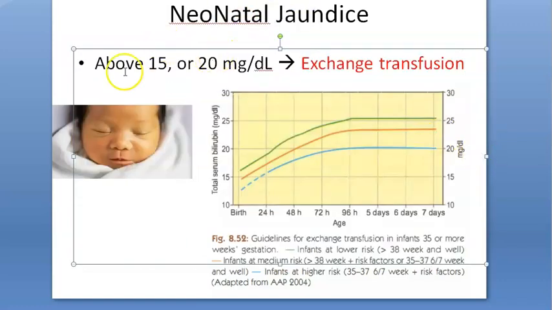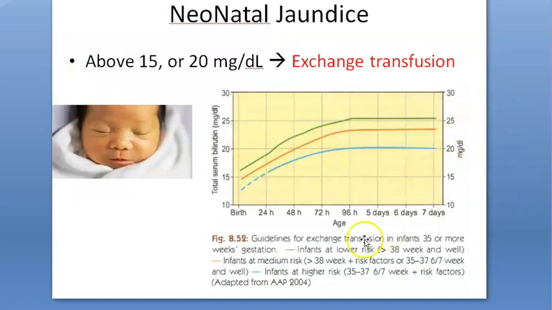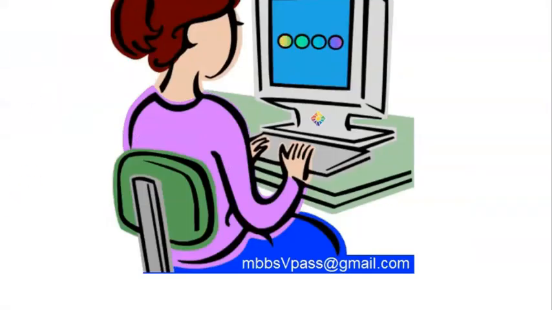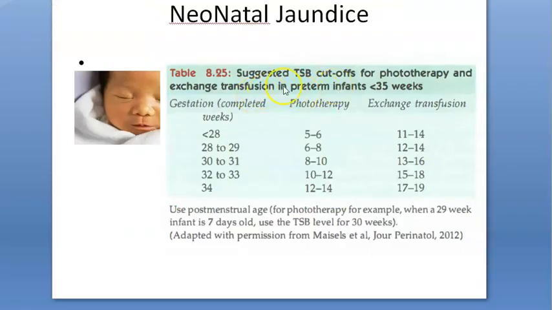Now coming to exchange transfusion, where you're going to give a blood exchange. This cutoff is above 15 or 20 mg per deciliter. So 15 or 20, you can remember like that. What about a premature infant? The cutoff, what do you think? Will it be more or less? Look at this. This is below 34, 32, 33, 30, 31, 29, 28 weeks. For this, the cutoff is like 5, 10 similarly. Above 5 itself, phototherapy. Above 11 is exchange transfusion. A little lower cutoff is there. That's all you can remember.